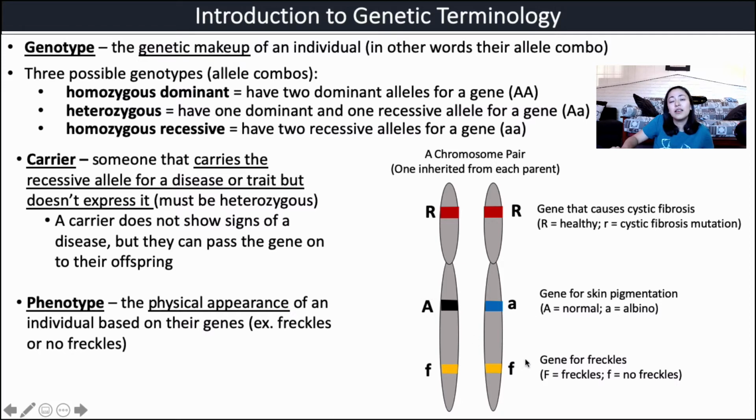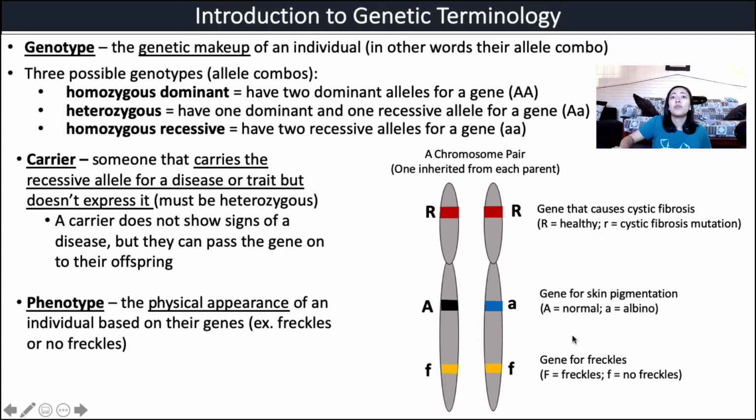Let's look at the last gene. This is a gene for freckles. We know that this is something that would just be given to you, that the dominant allele causes freckles, and the recessive allele does not cause freckles. So this individual has two recessive alleles. What's their genotype? They are homozygous recessive. What's their phenotype? Well, their phenotype would be no freckles. They would not have freckles because freckles are caused by a dominant allele and they have two recessive alleles.